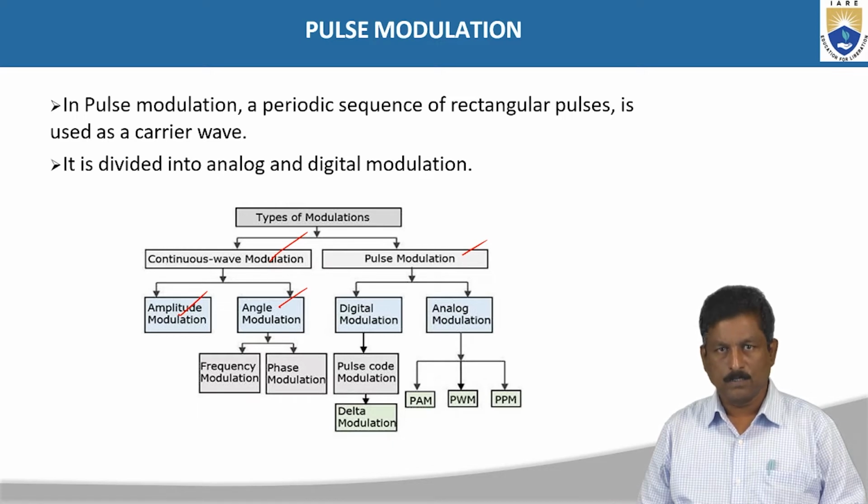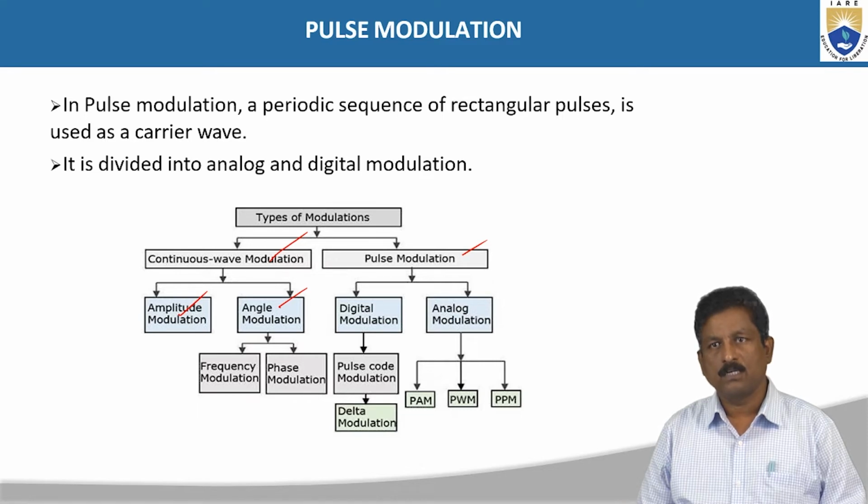Here the parameters are amplitude, frequency, and phase. The carrier signal used is a continuous waveform, a sinusoidal signal, for continuous wave modulation. Then coming to pulse modulation, the main difference between continuous wave modulation and pulse modulation is that in pulse modulation, a train of rectangular pulses is used as the carrier signal.